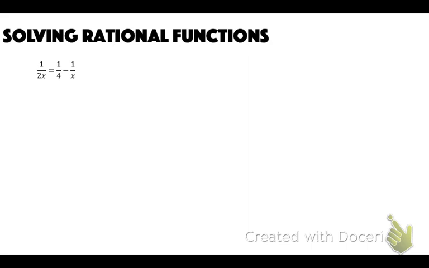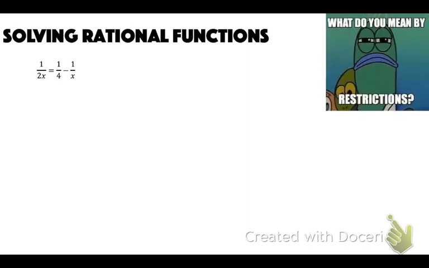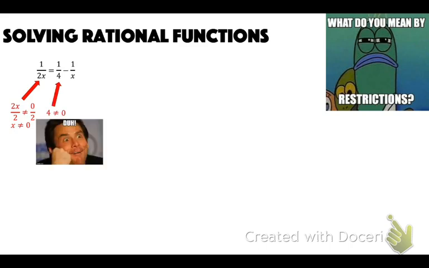Okay. Before we do that, we always want to write our restrictions first. So 2x can't equal 0, which means x cannot equal 0. Okay. 4 cannot equal 0. Duh, we know that. X cannot equal 0, which we already figured out before. Okay, so those are my restrictions. It's just x can't equal 0.